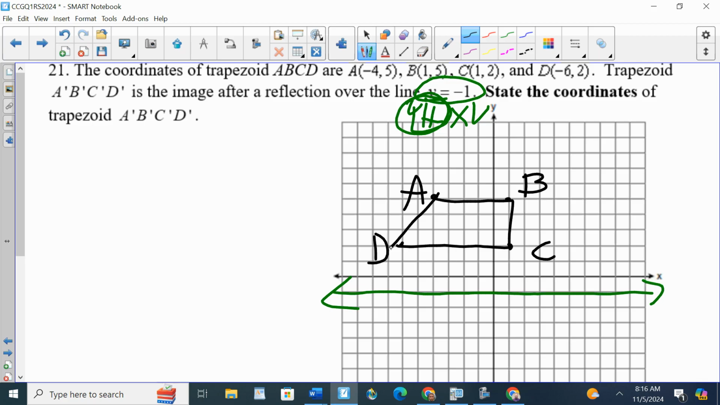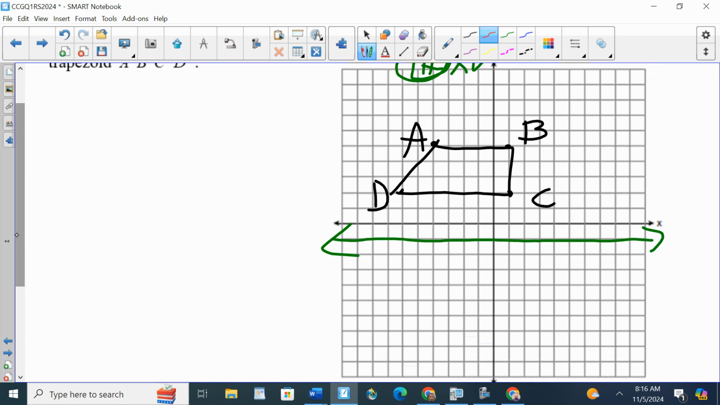So now I am going to count to what I'm reflecting over. I'm going to count to that green line. For C, I'm going down 1, 2, 3. That's C prime. For B, it's down 1, 2, 3, 4, 5, 6. For D, it is 1, 2, 3. And for A, it's 1, 2, 3, 4, 5, 6. That's A prime.